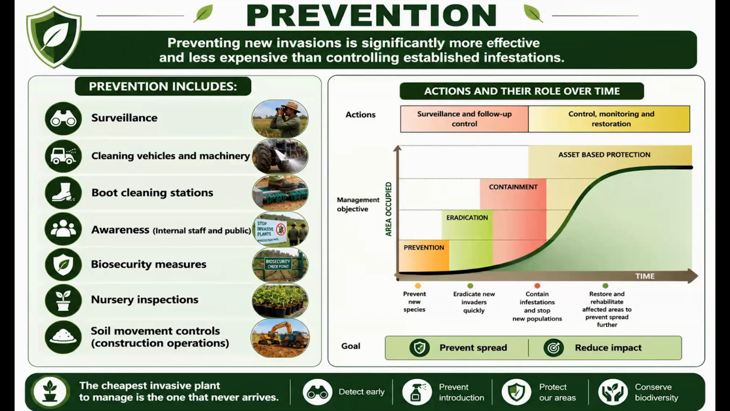How you would do that is you conduct surveillance. This can be done by field rangers during their patrols. You can also use citizen science, and what you can also do to prevent a species from spreading is simple acts like cleaning vehicles or cleaning mud from a grader, which can help to prevent an invasive species from being spread. And also just creating awareness among staff and the public, and regularly inspecting your nurseries to ensure that no prohibited species are being sold.